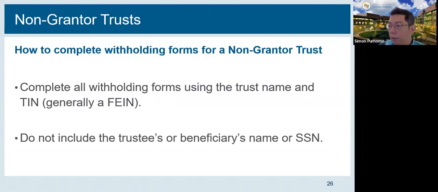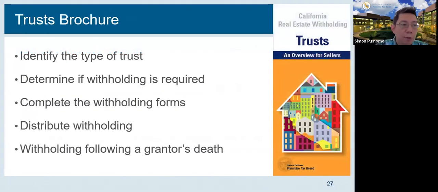For additional information on trusts, we have a trust brochure. It will give you an overview about how to identify the type of trust, determine if withholding is required, complete the withholding forms, and distribute withholding following a grantor's death.